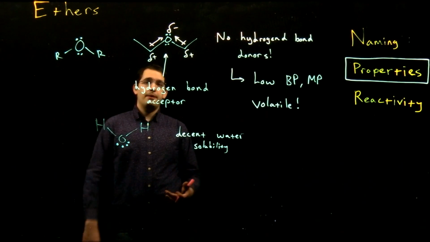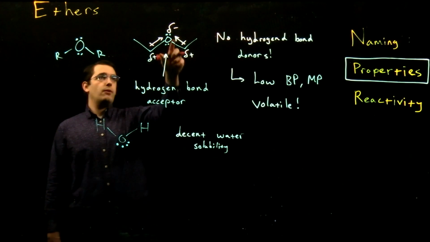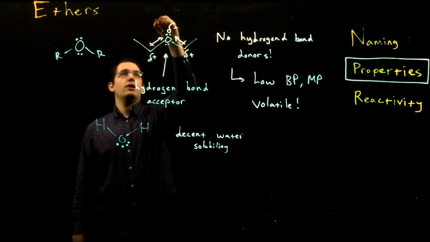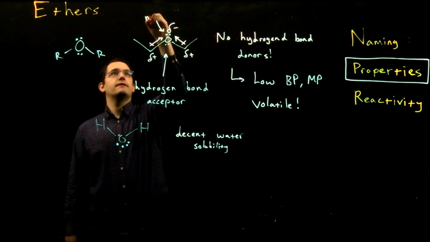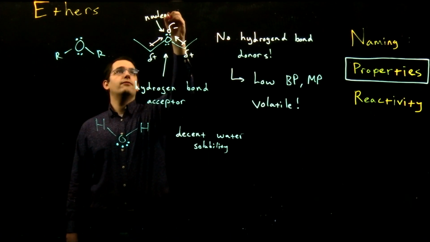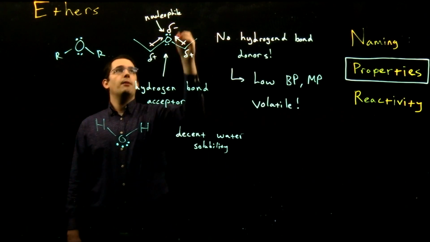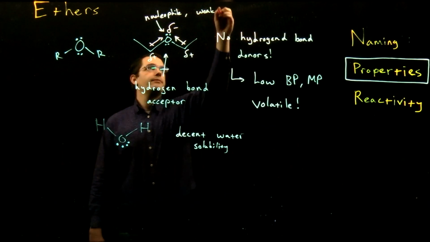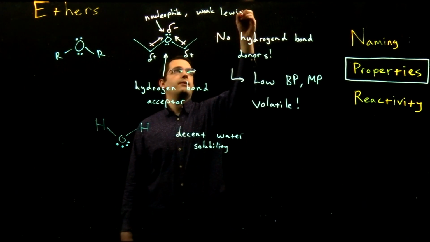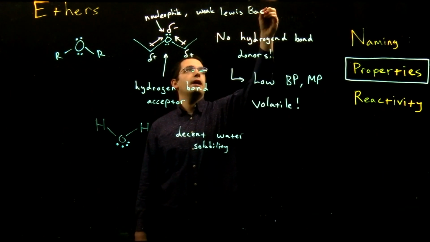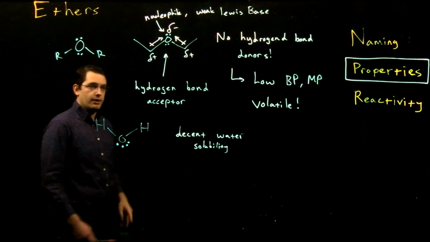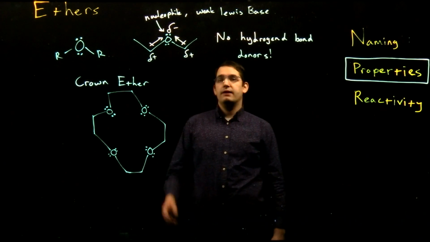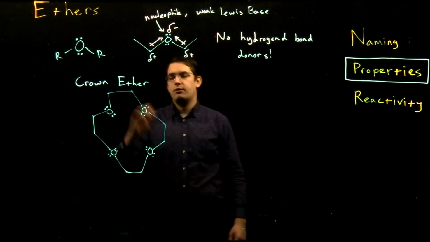Now the last key property of our ether is of course based on this partial negative charge. So partial negative charge, that of course indicates that we are somewhat nucleophilic, or that we are a weak Lewis base. A Lewis base, of course, is something that is willing to donate a lone pair of electrons. This nucleophilicity or basicity of our ethers is very useful in these compounds we call crown ethers.